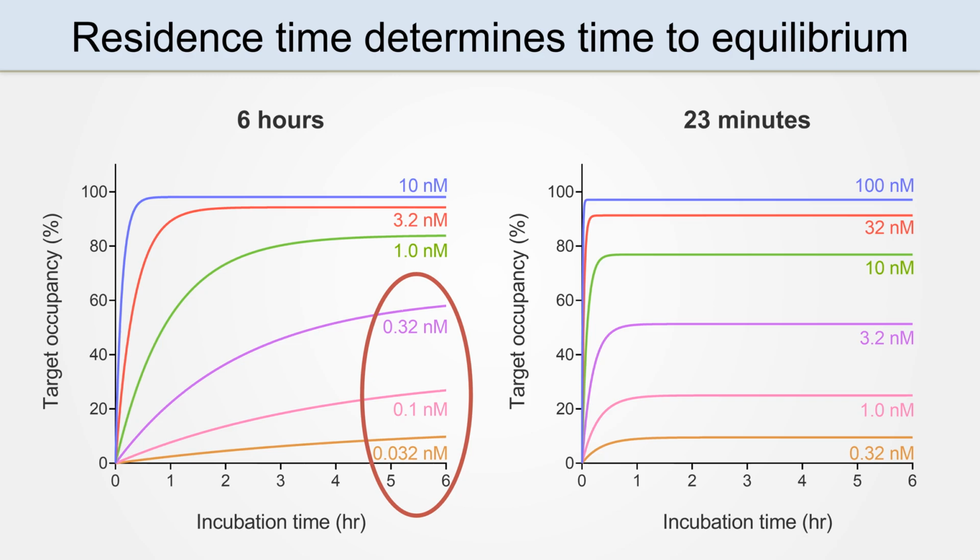Contrast that with the short residence time compound on the right. Here the equilibrium plateau is reached within 1 hour for the low concentrations of ligand. It is this surprising dependence of equilibration time on residence time that underlies the artifacts that distort the measurement of affinity if the incubation time is not long enough.